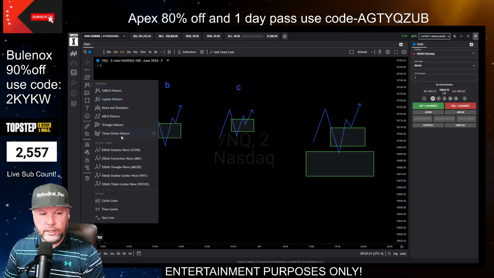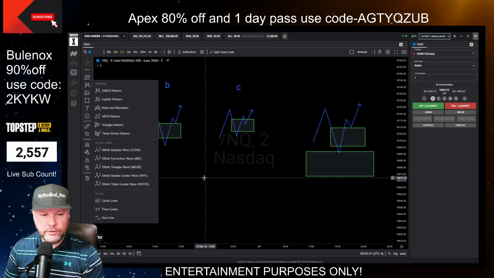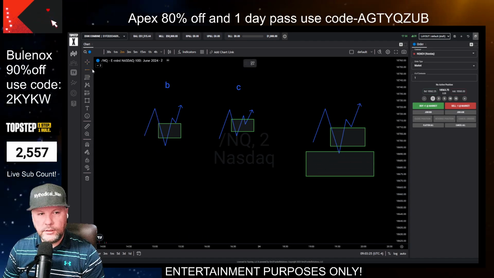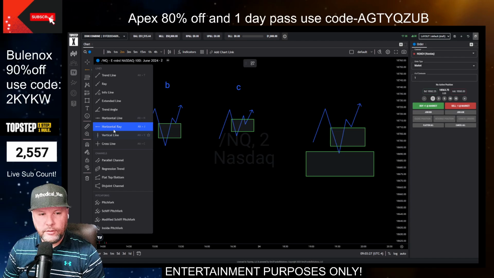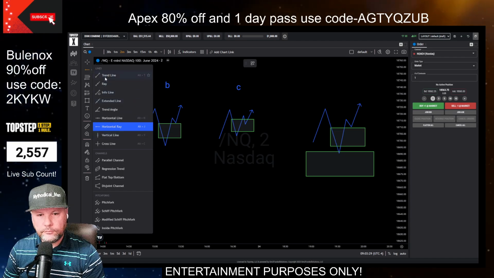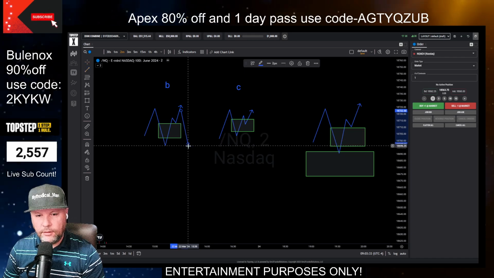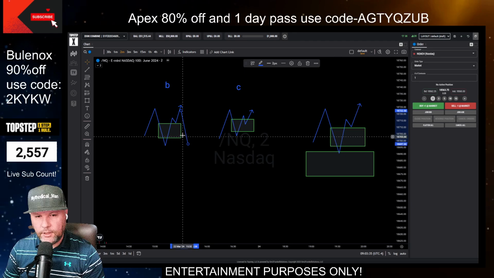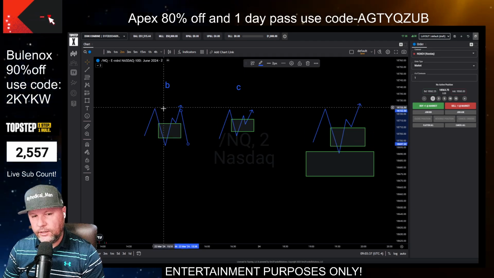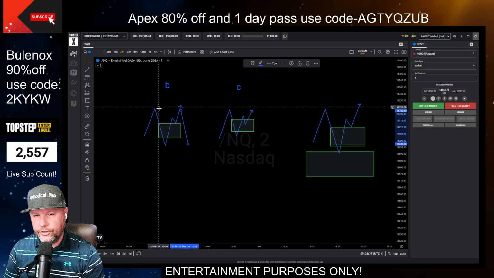So let's just say, I don't even know which one I chose here. It doesn't matter. We can come here. So if we get a candle and it closes here, then you would close your position. If it closes below without hitting the internal liquidity, you close your position.